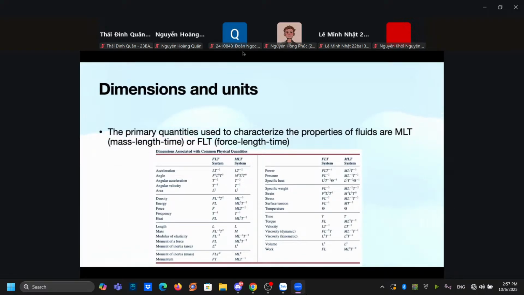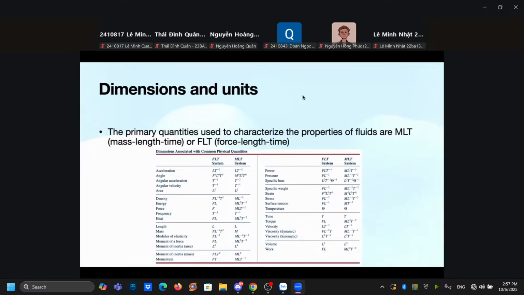Can I answer, please? Yes, please. So I think for force it is MLT to the power minus 2, because L and T to the power minus 2 is acceleration, and according to Newton's second law, force equals mass times acceleration, so it's MLT to the power minus 2.